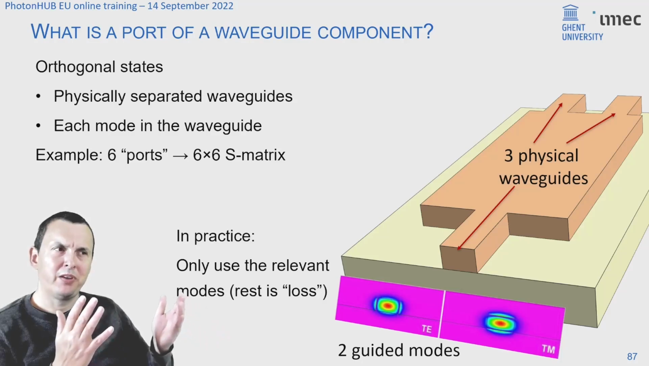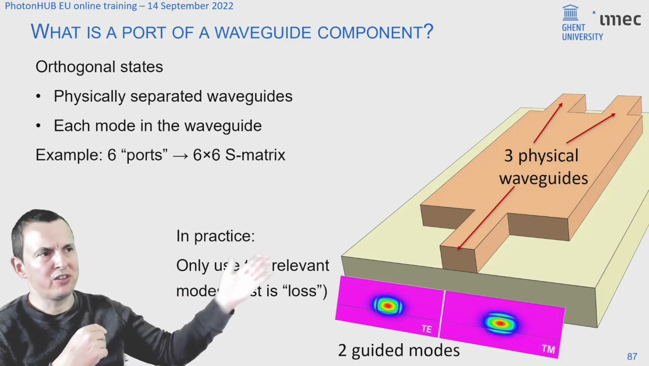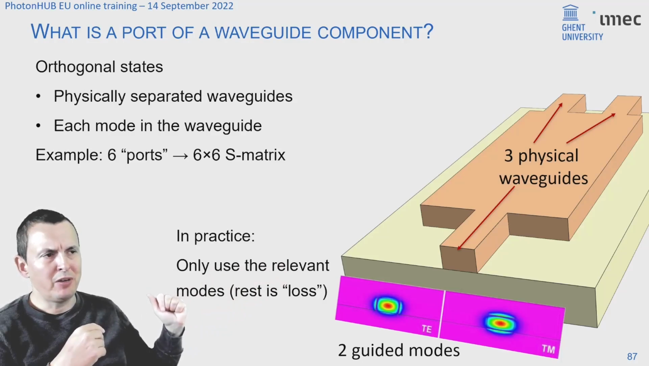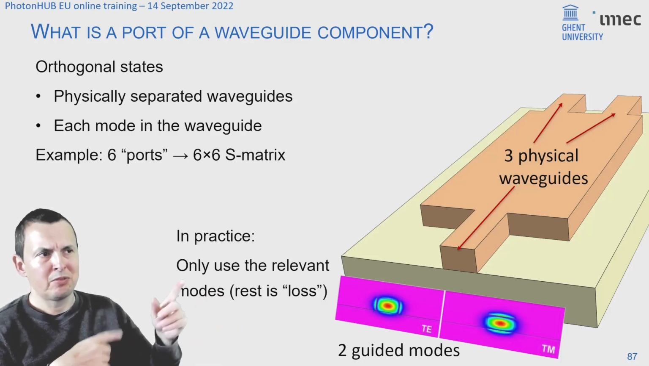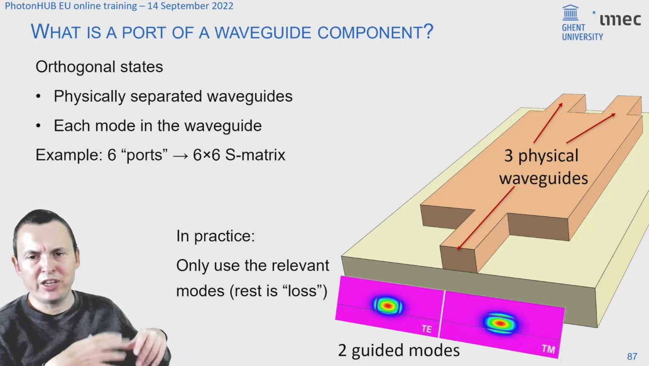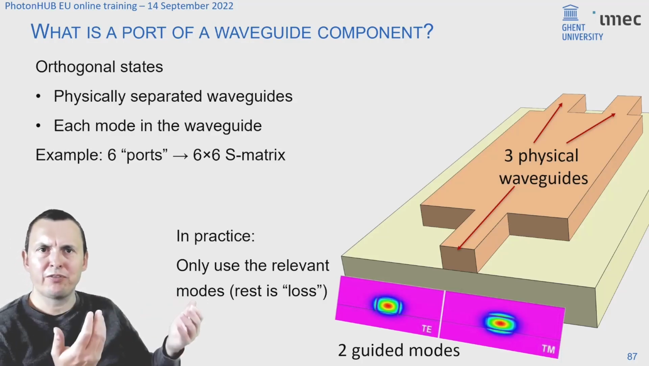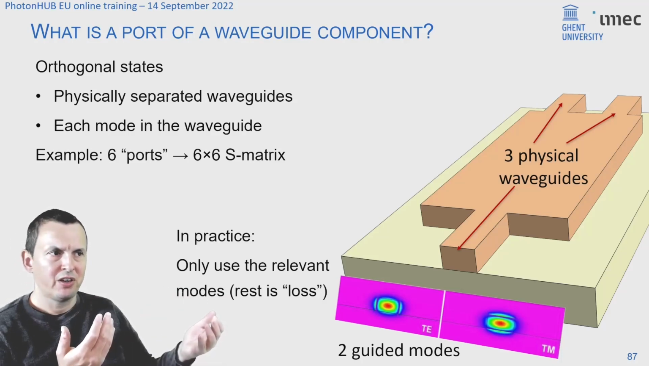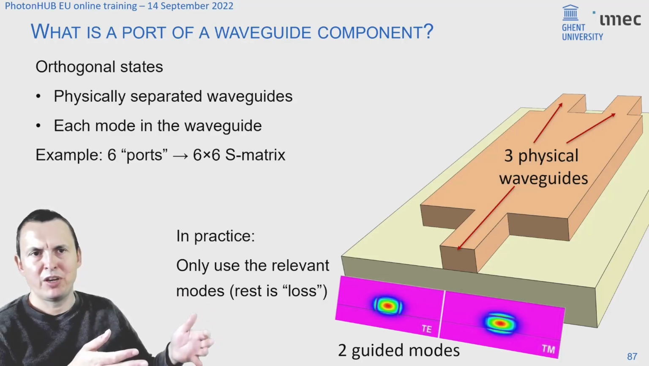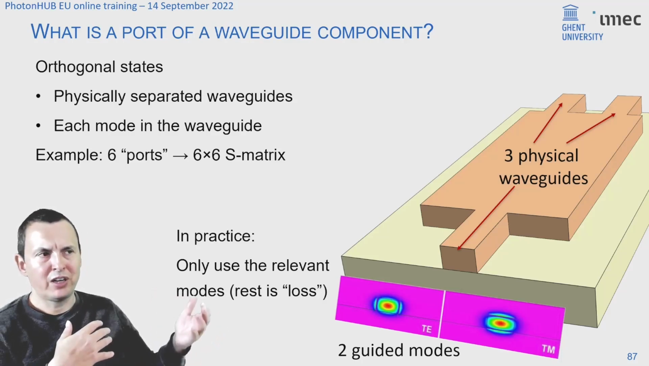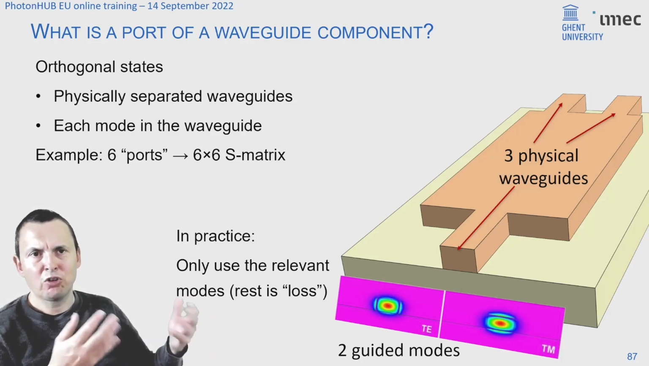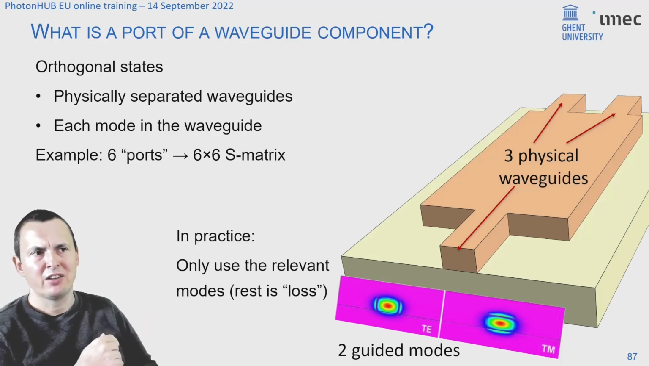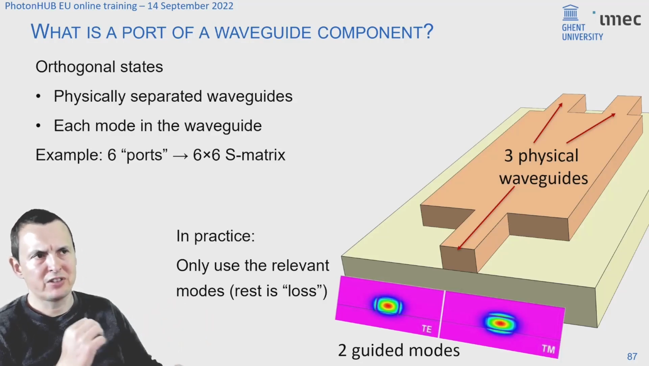So that means that if you want to describe this component and you want to make use of all the modes, you have to have a 6x6 matrix that describes the coupling between every set of ports. If for some reason you decide that you only want to use your circuit for TE polarization, then you can describe it as a 3x3 matrix, but all the coupling that goes from TE to TM is then incorporated as a loss inside the circuit or inside the device.